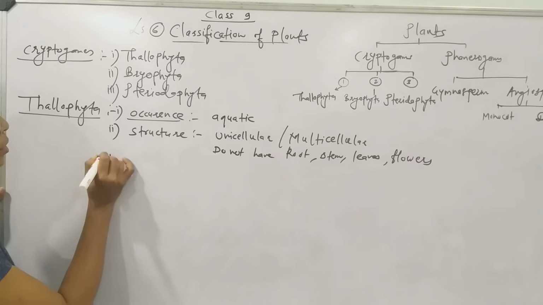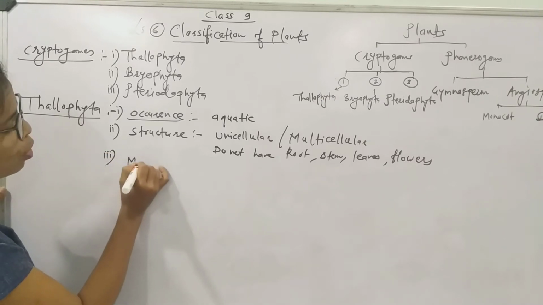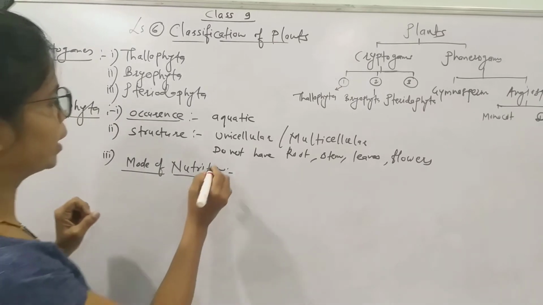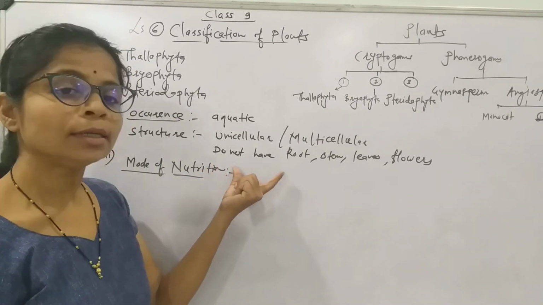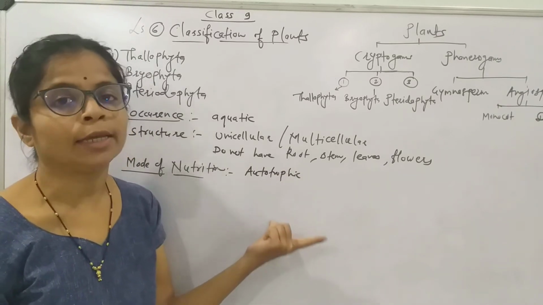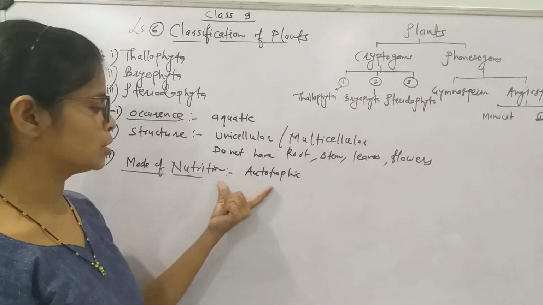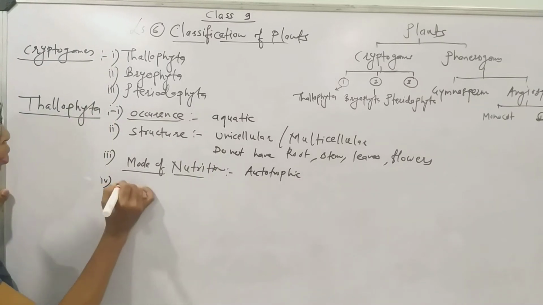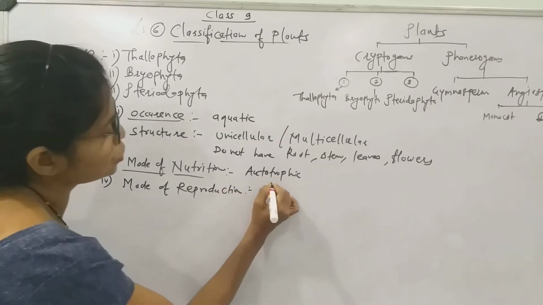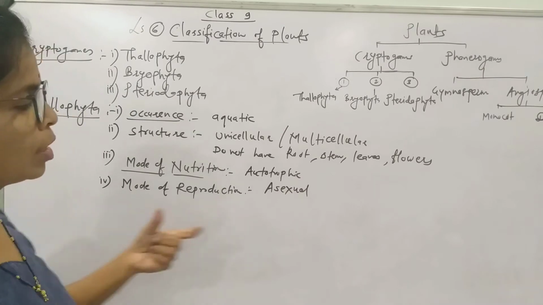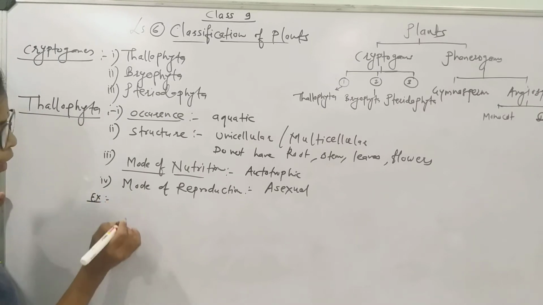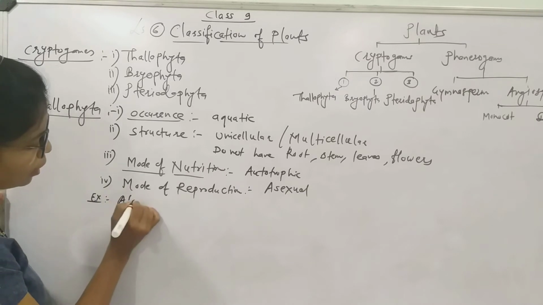Now the third point is mode of nutrition. How do they get nutrition? They are autotrophic, as they are green and have chlorophyll to perform photosynthesis. Then mode of reproduction: they reproduce by asexual means. Asexual reproduction takes place.